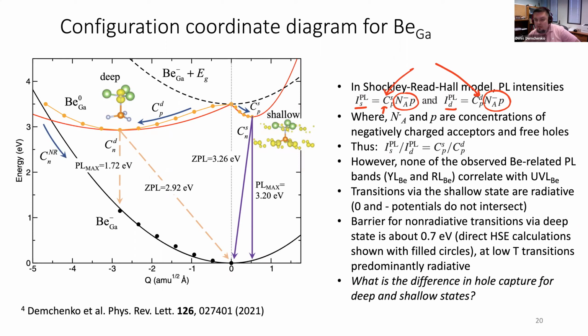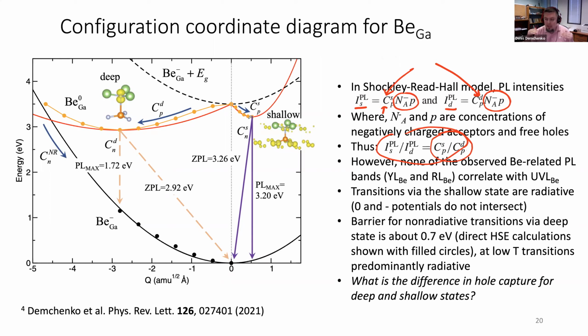By the way, from this Shockley-Read-Hall model, if I find the PL intensity ratio of deep to shallow, it is constant. It's only determined by the ratio of these capture coefficients, which means if the yellow or red band, as predicted by theory, and this UVL band exist together, their intensities must be locked into each other. They have to be the same because these C_p coefficients are parameters of the defect itself, of this particular state. They do not change from sample to sample. So in different samples there could be variations in intensity, but they must be locked into each other.